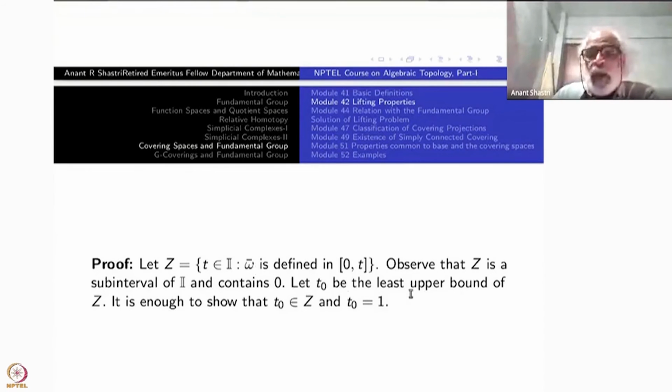Now take T naught to be the least upper bound of Z. This exists because Z is a subset of the closed interval 0 to 1, and so it is bounded above. Let's take its least upper bound, what is called the supremum. I want to show that T naught itself is in Z. First thing. Second thing, T naught is actually equal to 1.